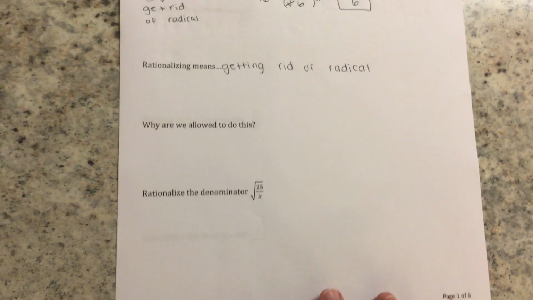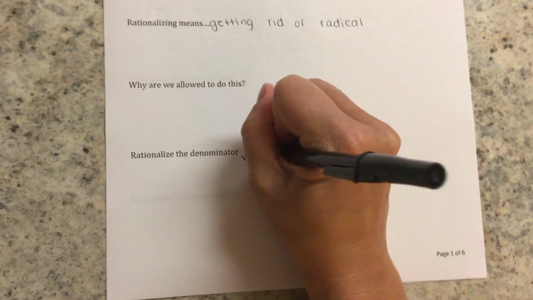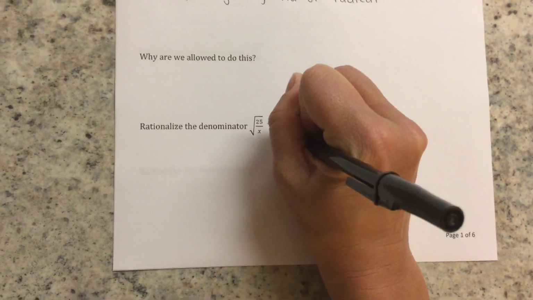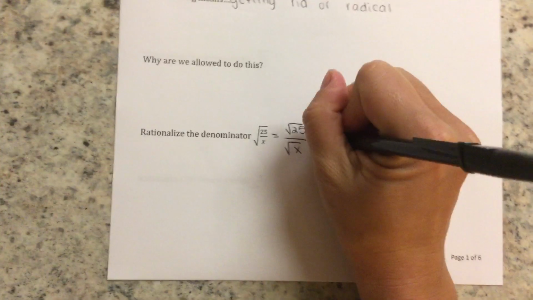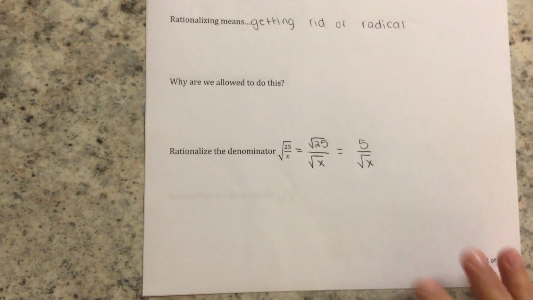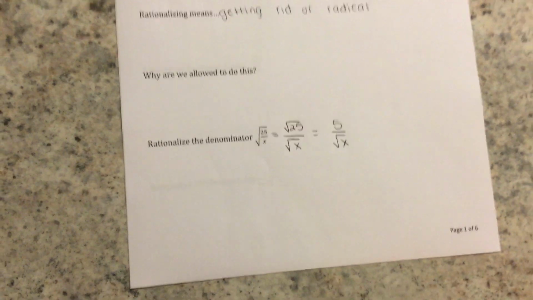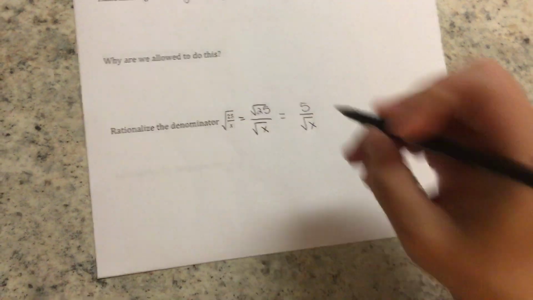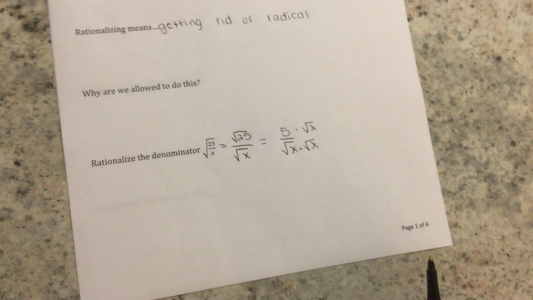So for my next example, rationalize the denominator. I have the square root of 25 over x. So as we talked about, we can split this up and say it's the square root of 25 over the square root of x. I know the square root of 25 is 5 over the square root of x. So again, I'm trying to rationalize the denominator. I'm trying to get rid of the radical in the denominator. So I have this square root of x, so I need another square root of x underneath the radical.